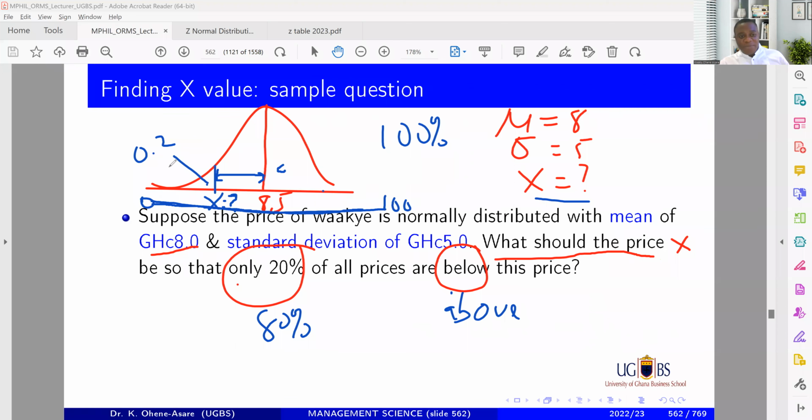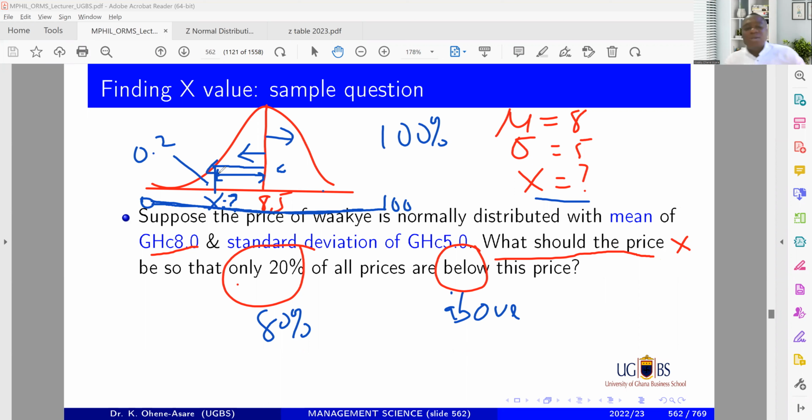We are not looking for the 20% because they told us the 20%. But watch the movement. You cannot get to this 20% unless you start from the middle. Do you remember I told you you always start from the mean and move to the left or move to the right? So now that we are starting from there, we've got to move to the left. So you cannot get the 20% unless you have crossed which part? The 30% part.